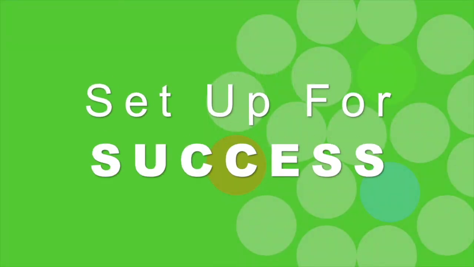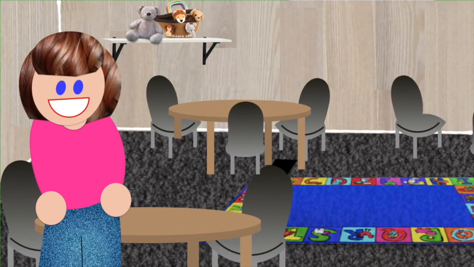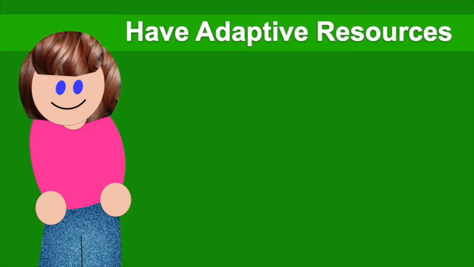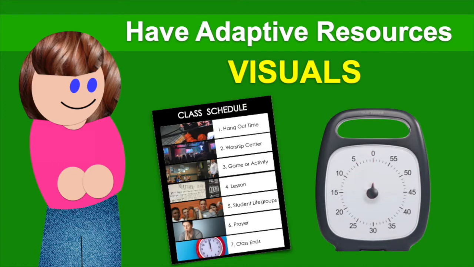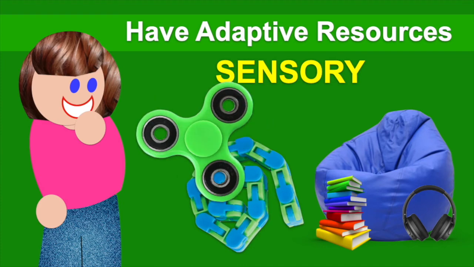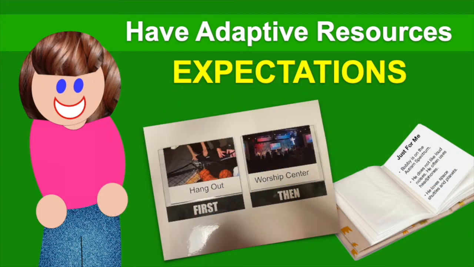The first thing you want to know about inclusion is that setting up for success often leads to success. That's right. What you do before your class starts is often more important than what you do after it starts. So if you want to be prepared to include all students, here's 3 things you should do ahead of time. Number 1, have adaptive resources available. These will include visual learning aids like visual schedules and visual timers, sensory items such as fidgets and quiet spaces, and tools to communicate expectations like a First Next board and Just for Me books.